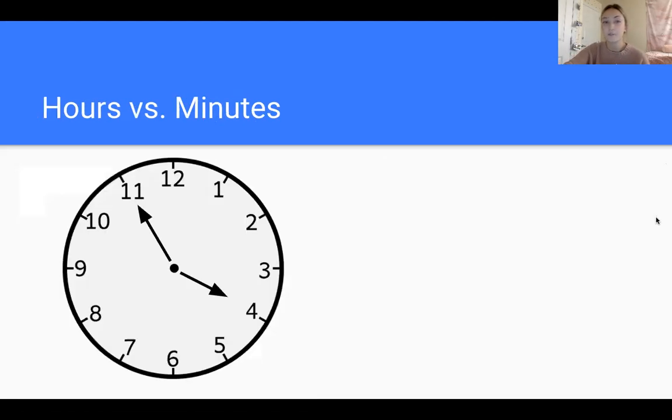So, what's the difference between the hours and minutes? Here we have an analog clock with a minute hand and an hour hand. Again, I want you to predict which one's the hour hand and which one's the minute hand. So, take a moment and do that. If you said that this was the minute hand, you're correct. And if you pointed to this one and said it was the hour hand, you're also correct.